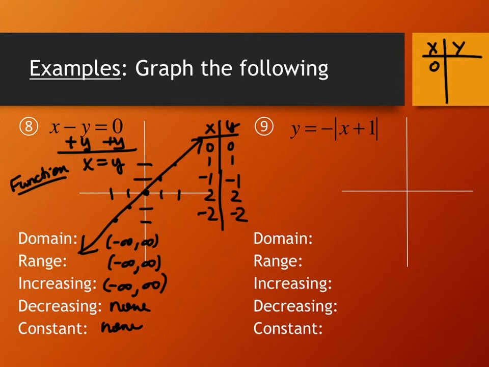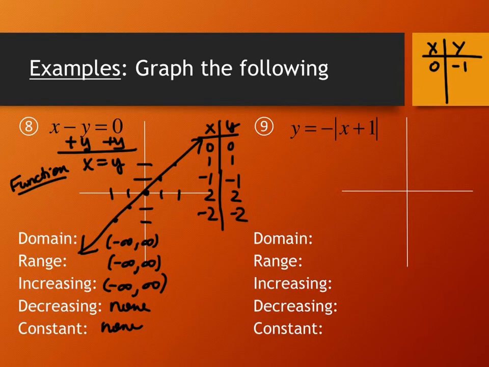Am I allowed to pick x equals 0 here? Sure. If I put in x is equal to 0, I have 0 plus 1, which is 1. The absolute value of 1 is 1. And then I have a negative in front of it, which makes it a negative 1. Okay? So if x is 0, I'm going to get negative 1.